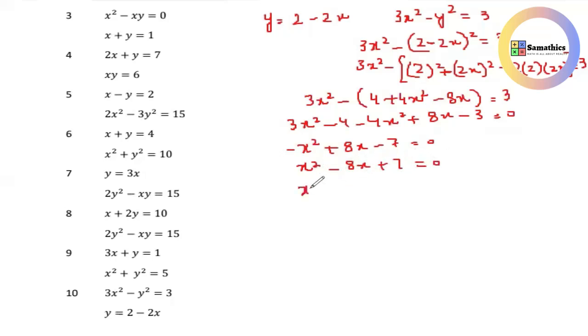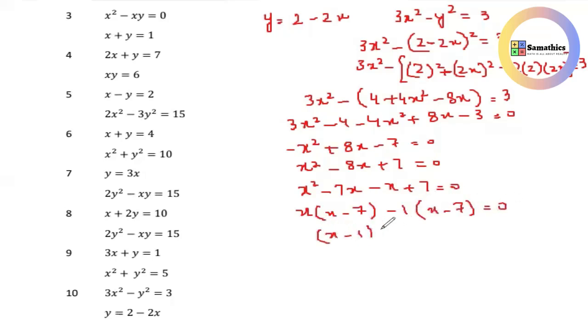We will do the middle term breaking. 7 with the 7. So we can take minus 7x minus x plus 7 is equal to 0. So we have x minus 7, minus 1, x minus 7 is equal to 0. So we have x minus 1 and x minus 7 is equal to 0. So x is equal to 1 and x is equal to 7.